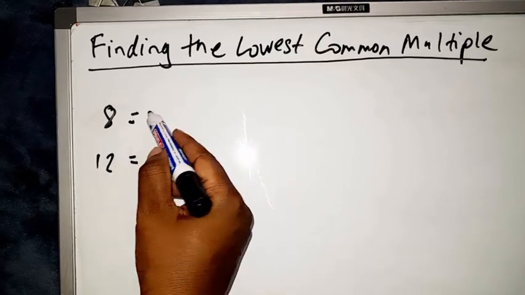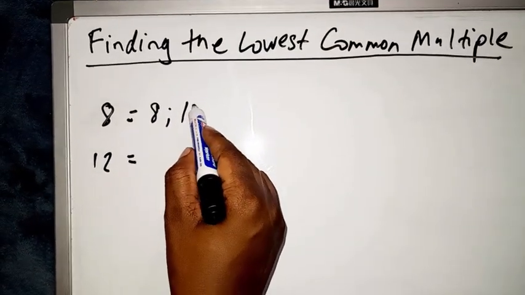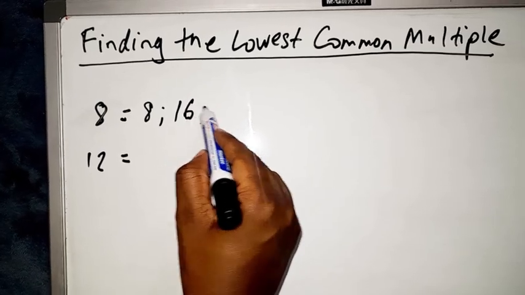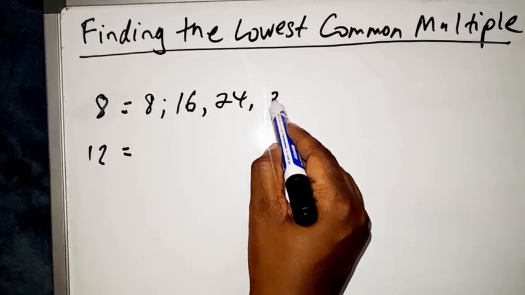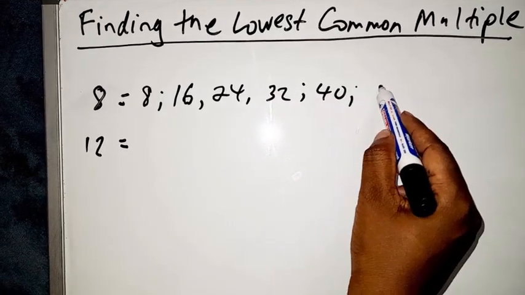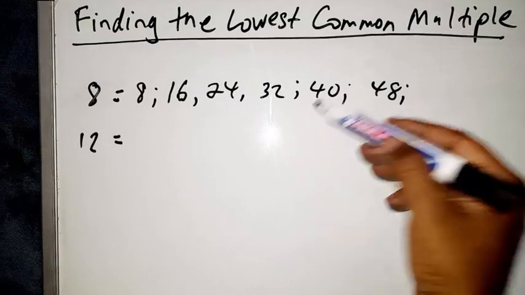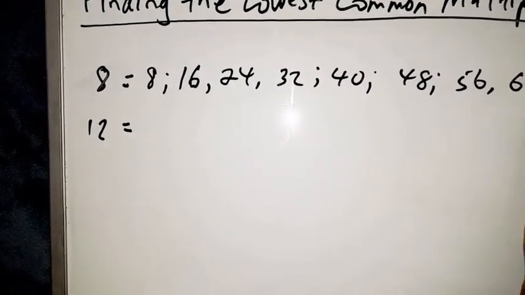So like if you say 8 times 1, you get 8. If you get say 8 times 2, you get 16. Then now you get something like 24, 32, and then 8 times 5 will get you 40, 8 times 6 will get you 48, 8 times 7 will get you something like 56, and so on and so on.